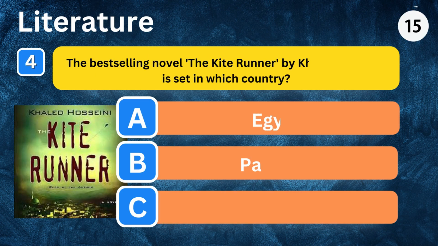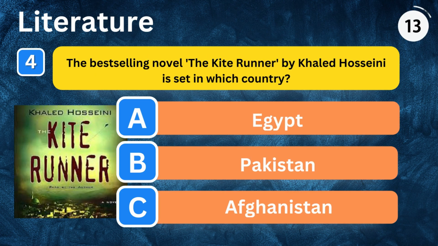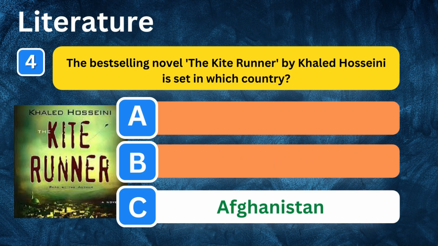Question number 4. The best-selling novel The Kite Runner by Khaled Hosseini is set in which country? Is it Egypt, Pakistan, or Afghanistan? And the answer is Afghanistan.